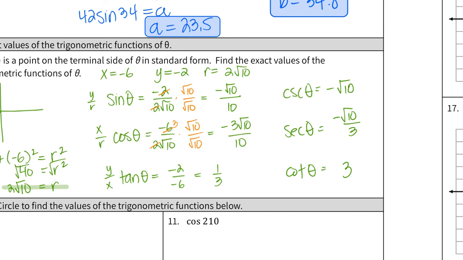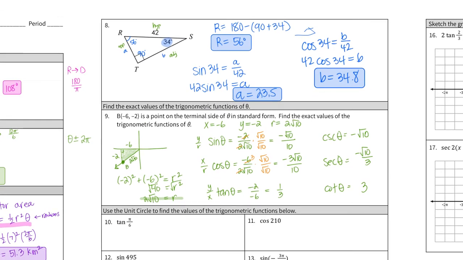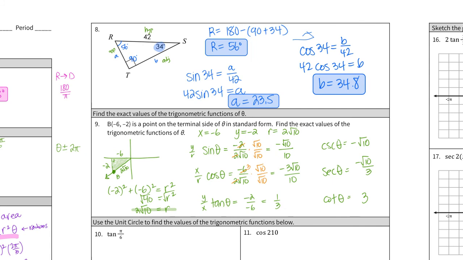Okay, so those are all the trig values for that angle that's formed by the terminal side being on point B. Okay, this review is getting kind of long, so I'm going to stop it right here, and I'll make a second video for the second half of the review.